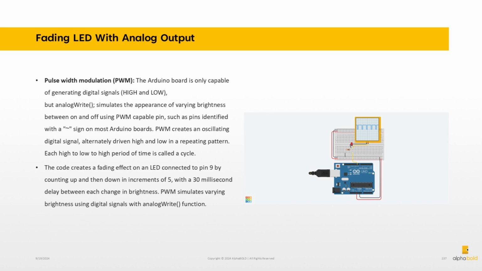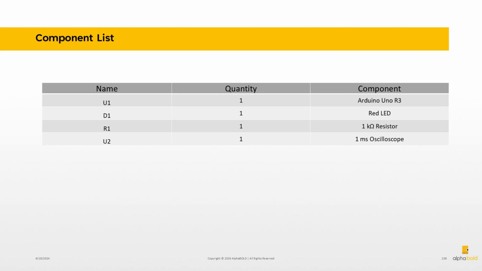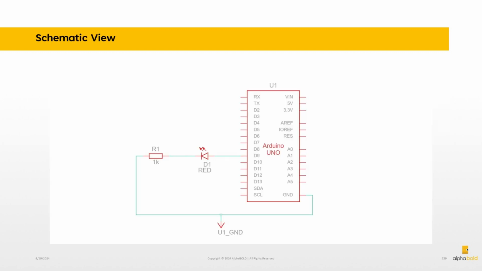This code creates a fading effect on an LED connected to pin 9 by counting up and then down in increments of 5, with a 30 millisecond delay between each change in brightness. The analogWrite function uses PWM to simulate varying brightness using digital signals. This circuit requires one Arduino Uno, an LED, a resistor, and an oscilloscope. You can view the Arduino Uno schematic here.